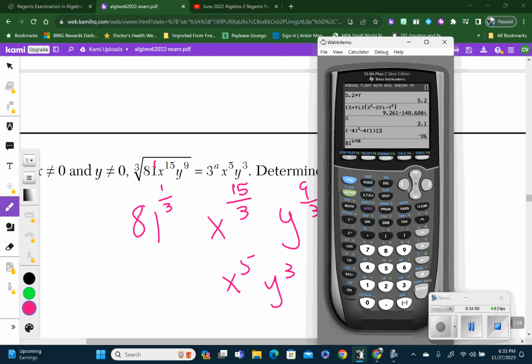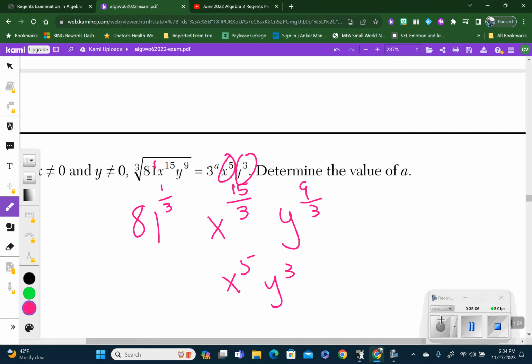I'm being lazy right now, but oh no. What the corn? All right, so it's right. It's going to give me something that's a little weird. So I have to figure out another way to write this because if I look over here, the x to the fifth and the y to the third matches, but basically they want me to take this 81 to the 1/3 power and rewrite it with a 3 as a base. So let's figure this out. 3 to what exponent is going to give me 81?